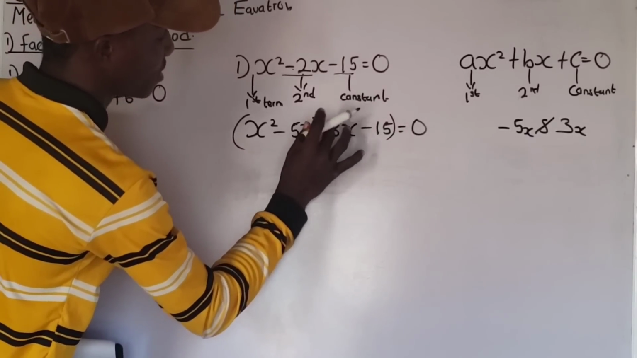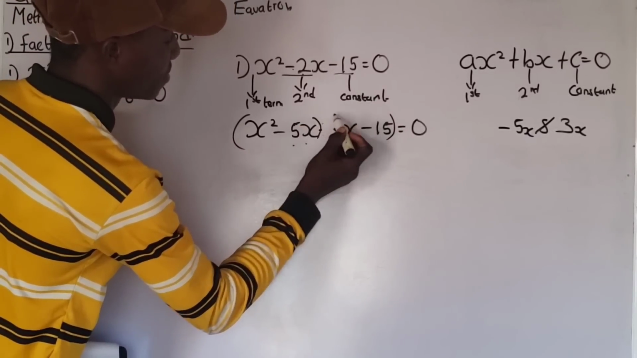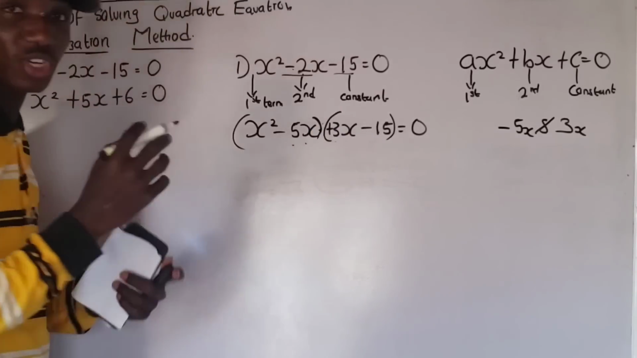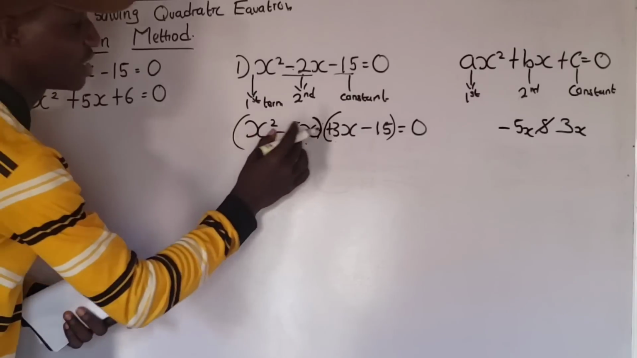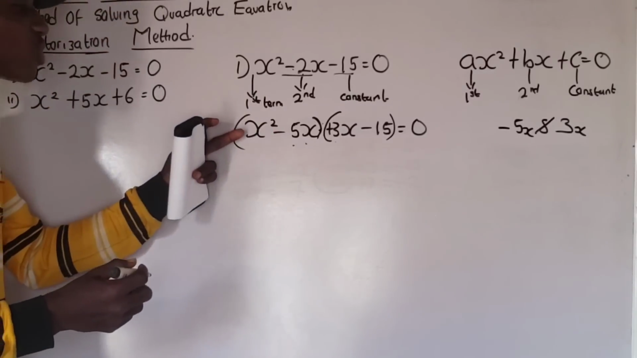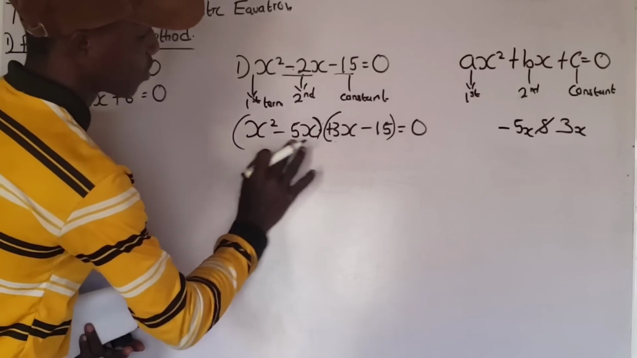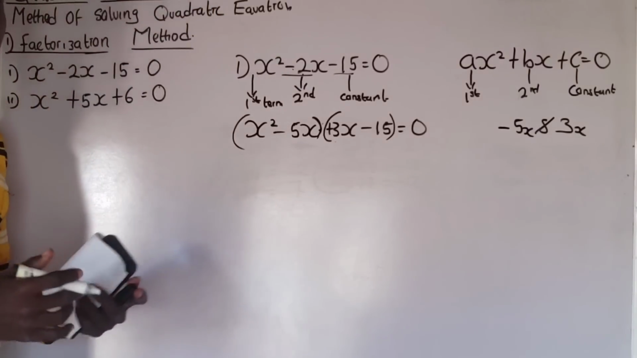Please just pay attention. Now I've separated this quadratic equation. We have two parts now. This is the first part and this is the second part. You understand? Let us factorize the first part.